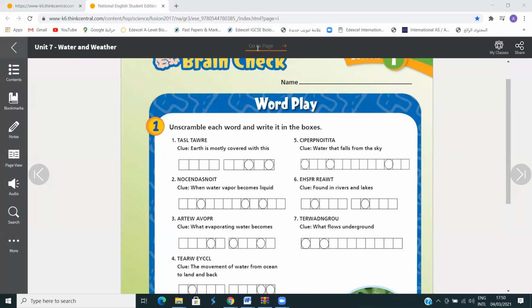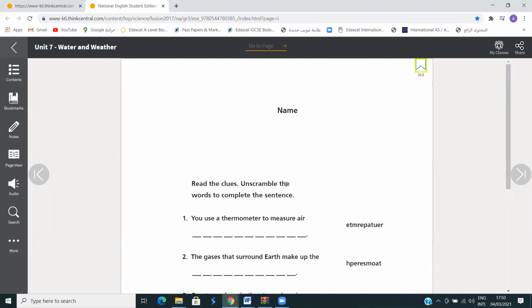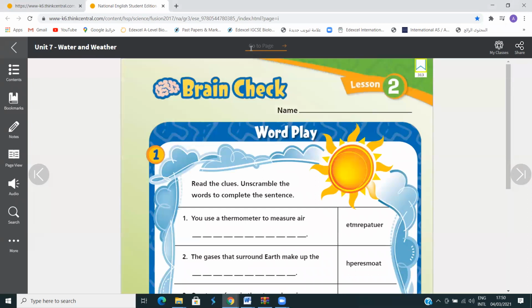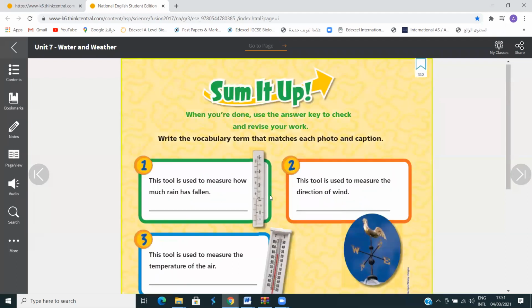My students, go to page 313 now. We will revise also from the book, in unit 7 here. Also go to 312 because there is something here. I want to see about the rain gauge, okay, and the wind vane and thermometer here. Okay, revise.